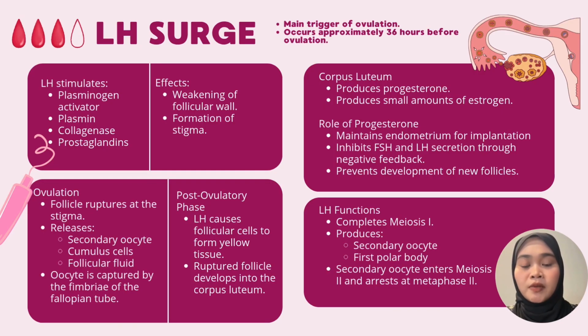Furthermore, LH completes meiosis 1, producing the secondary oocyte and first polar body. The secondary oocyte then enters meiosis 2 and remains arrested at metaphase 2 until fertilization occurs.